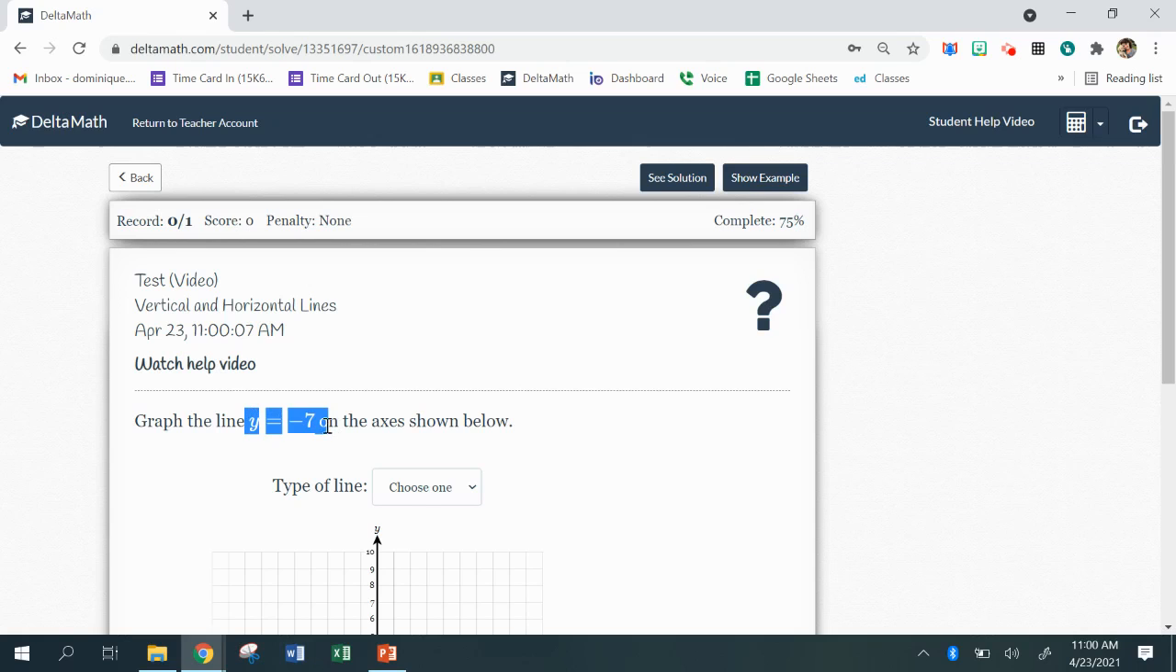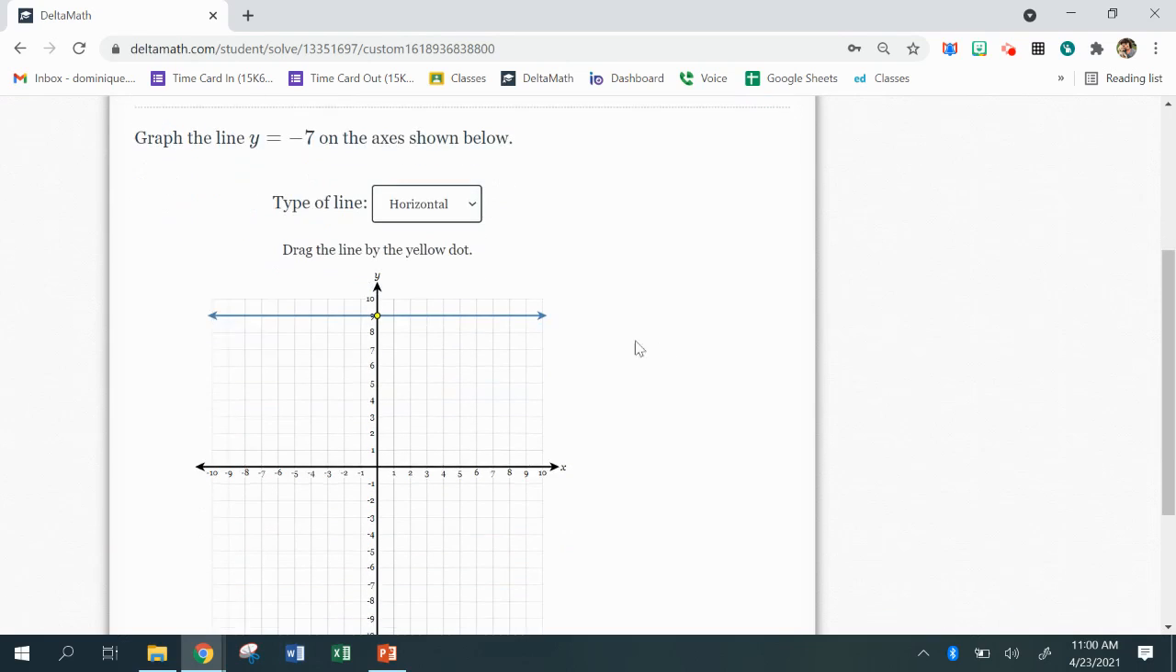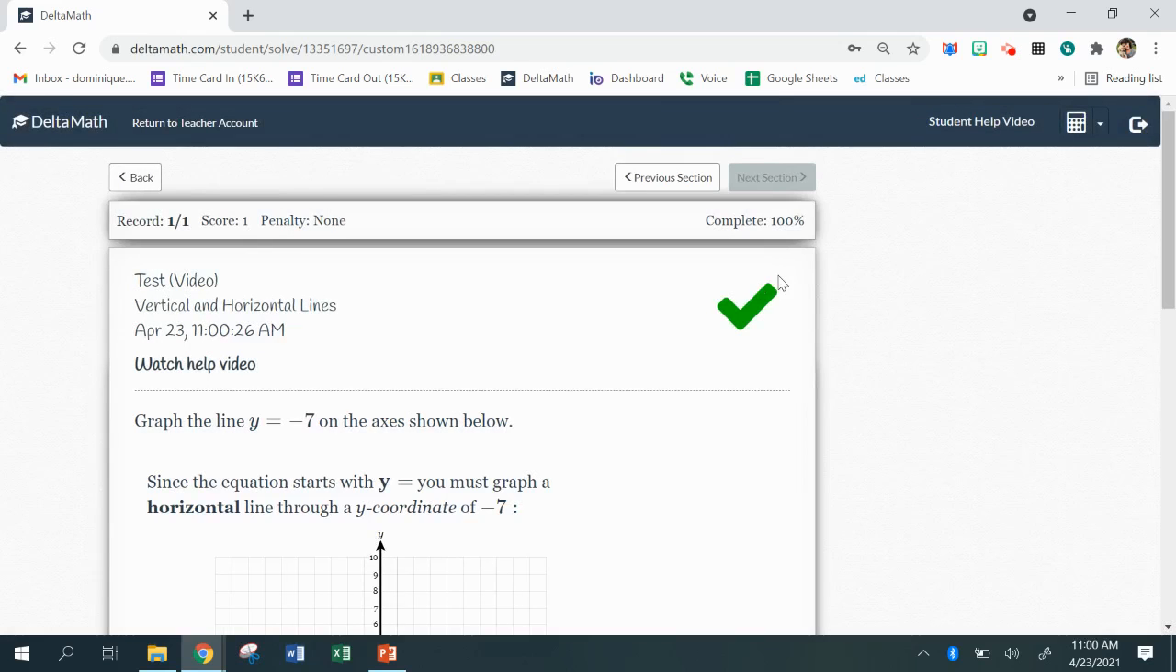Y equals 7. I'm sorry, negative 7. Y equals negative 7. Okay, so y equals, so I know it's going to be horizontal. I'm thinking HOY, that y at the end. And I'm going to drag this to where y equals negative 7. Submit. Yes. And we're done.